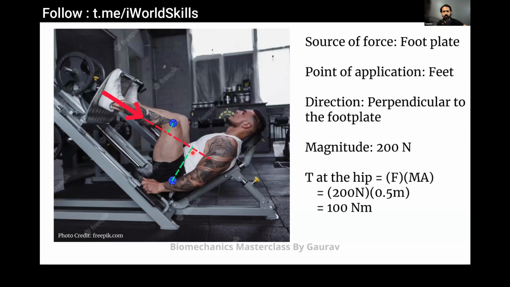Awesome. Now, if I ask you another question, guys, which muscle is being challenged more? Glutes or quadriceps? Let me know in the chat box. Which muscle is being challenged more? Glutes or quadriceps? Let me know. Again, as expected, most of the people are saying glutes. And you guys are absolutely correct.